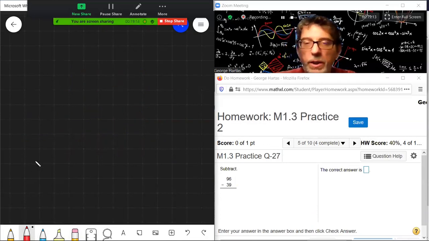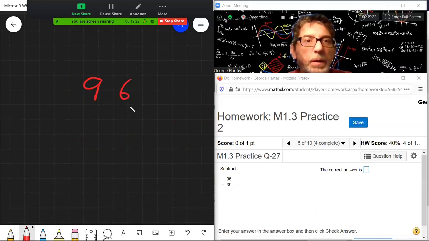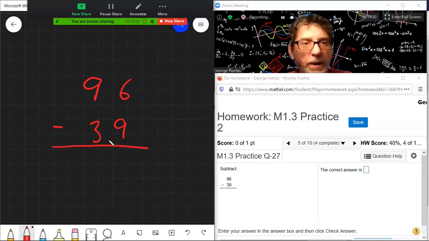All right, so looks like here we're going to switch gears a little bit and do what's called borrowing. So we have 96 minus 39. Okay, we're going to start from the right side, as always. So we have 6 minus 9. Well, unlike the previous subtraction problems, here the top number is less than the bottom number, and we cannot subtract that. Okay, so the top number has to be the same or bigger than the bottom number.